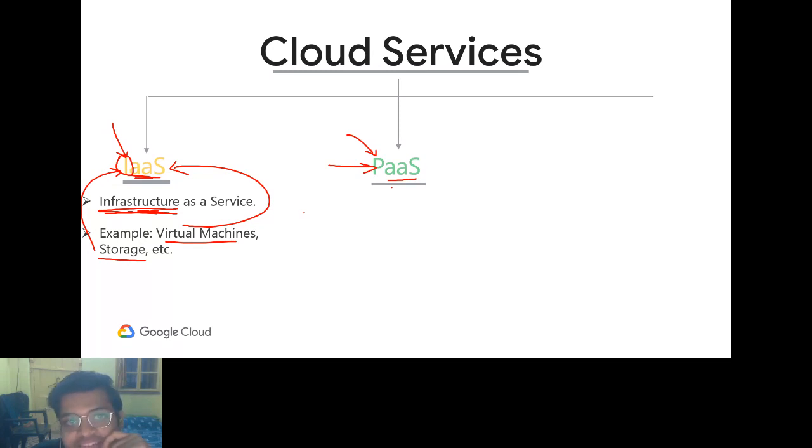Google it, but Google nicely. Know how to Google also. Googling is a skill. Some websites are saying examples of PaaS are Azure, Heroku.